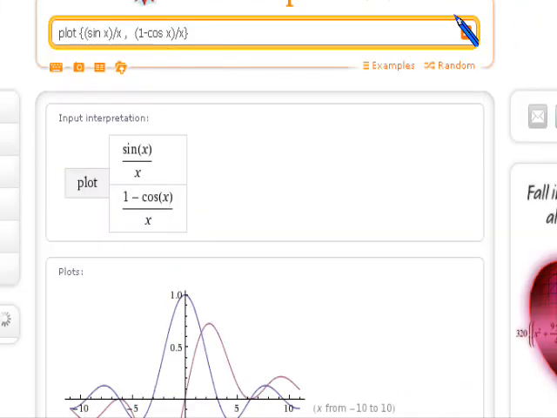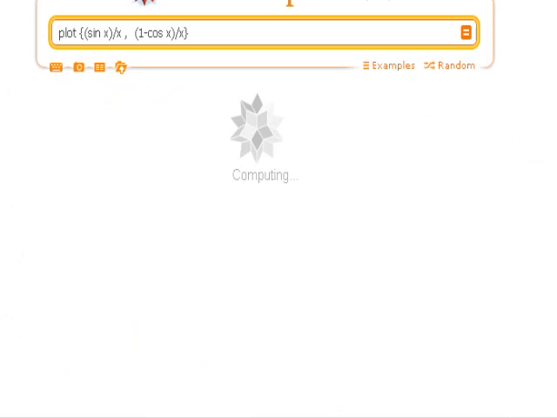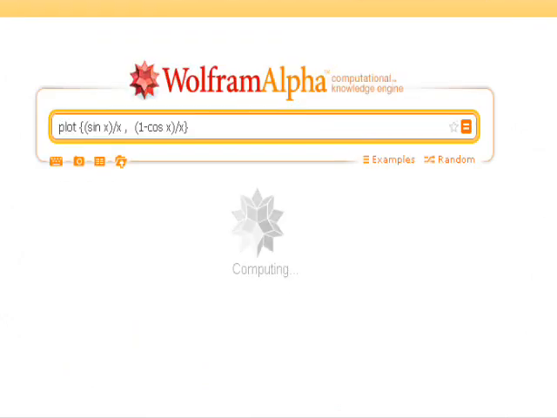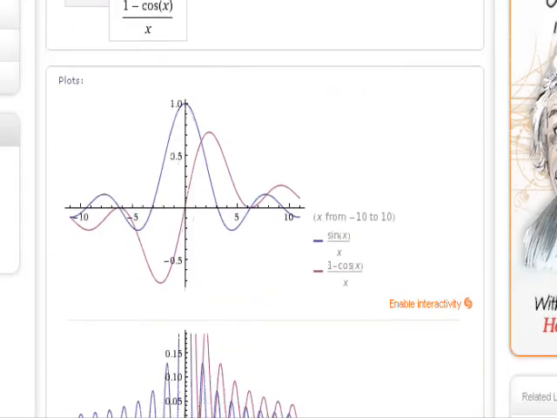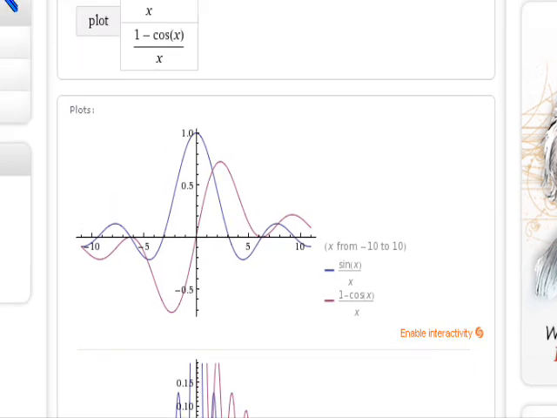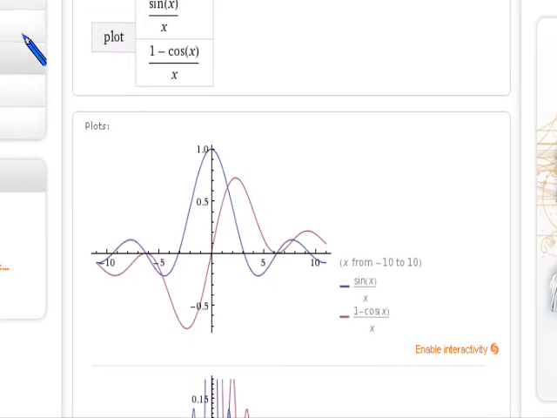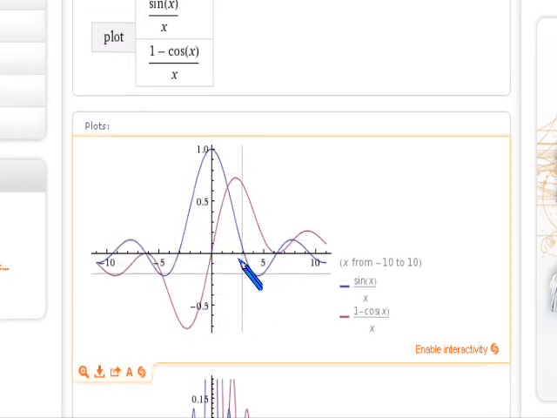Let me actually ask it to plot it again, and as you see, it's plotting it for me. So we know that sine x over x is the blue graph that I am tracing right now. Now look what happens to the graph as x approaches 0. It goes right to 1. In fact, this function is continuous at x equals 0, and the same thing happens over here.